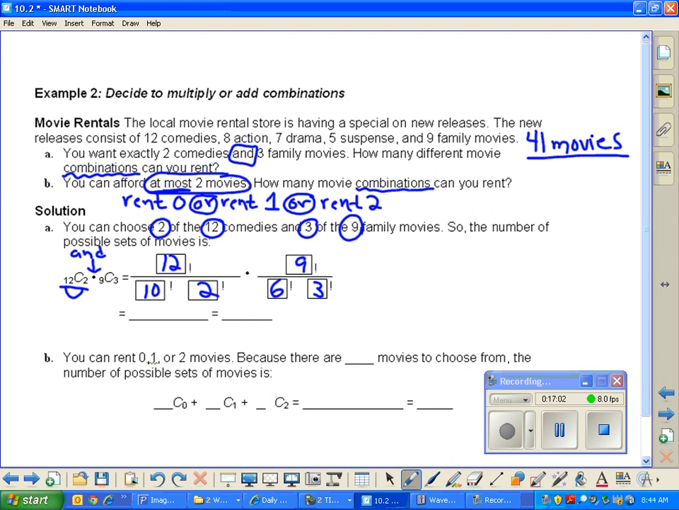12C2 evaluates to be 66. And 9C3 evaluates to be 84. And when you multiply these two numbers together, you get 5,544.